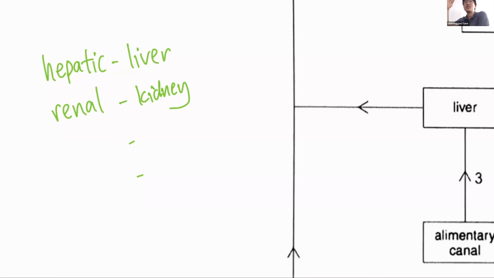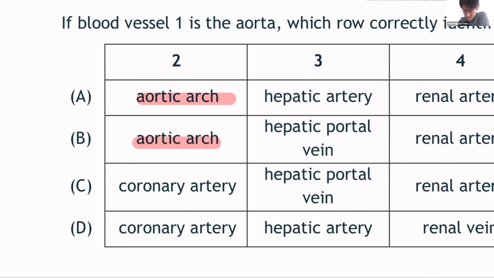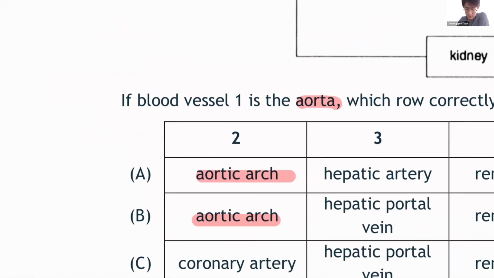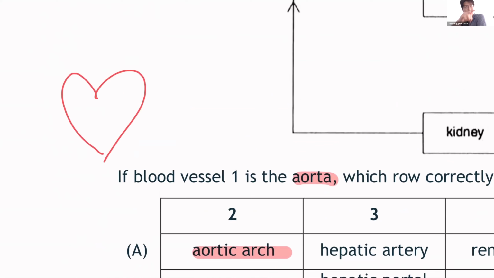The aortic arch is not a specific blood vessel. The aortic arch is a part of the aorta. Okay, so since we're on this, allow me to draw again my anatomically very correct heart over here. All right, hey, why do you laugh? Okay, so the aorta will be coming out from the LV, okay? So it actually comes out this way.